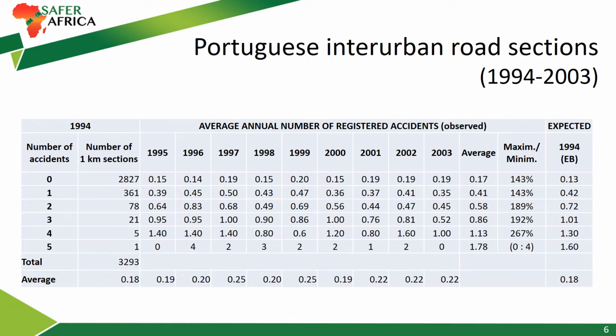We can see also that the 5 sections that in 1994 had 4 accidents had 1.4 accidents in 1995, 1996 and 1997. In this period, the Portuguese road network operation policies focused on constructing new roads rather than correcting existing ones. This means that the majority of the sections described in this slide were not changed or improved in the period analyzed. However, as we have seen, the number of accidents in 1994 is a poor predictor for the number of accidents in the following years.